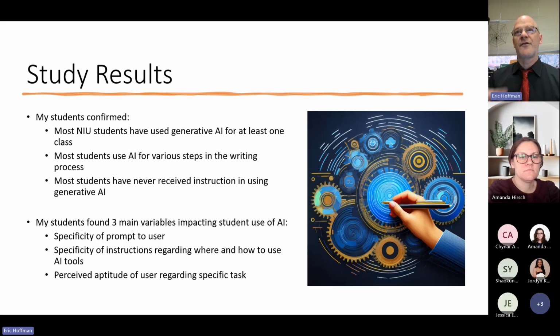So I think it's important for us to appreciate that, number one, our students are using these tools whether we want them to or not. Number two, they're actually using them for a variety of different kinds of things. And then number three, importantly, most students have never received instruction in using generative AI in the classroom. And by most, I mean all. There are no results for any of the surveys that my students got back in which the students said that they had been trained to use AI in specific ways.